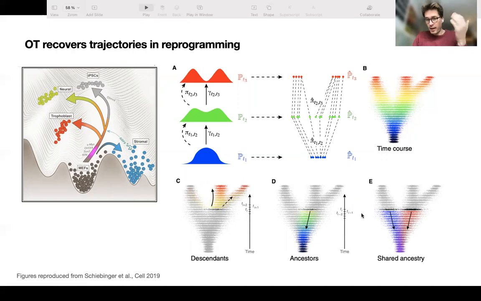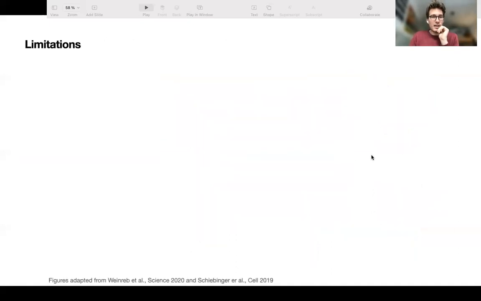And basically, once you have inferred your couplings that link the different time points, you can answer many questions that are interesting from a biological point of view. You can say something about descendant distribution. So this cluster, where does it go in the next time points? Same for ancestor distribution, also for something like shared ancestry. So given two populations that are different at some time point, when did they diverge? So when was this fate decision probably made? So this works really well in this example.